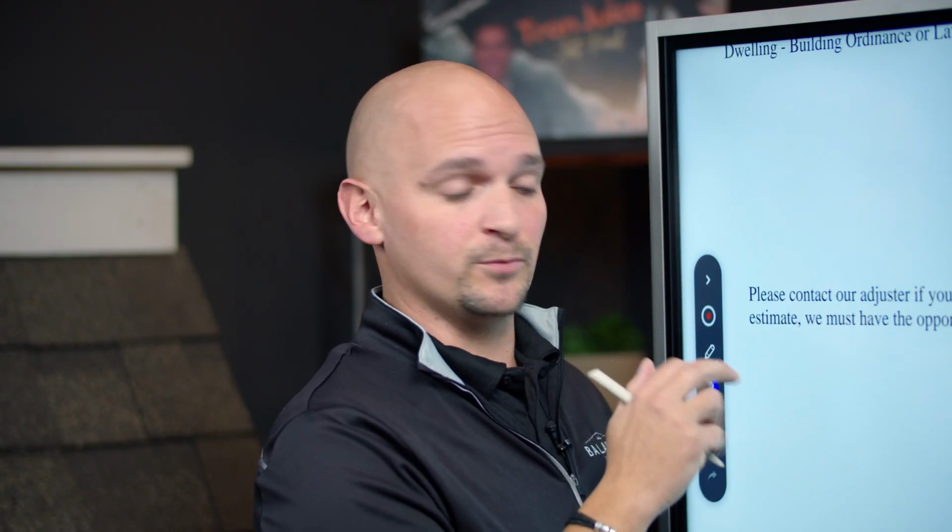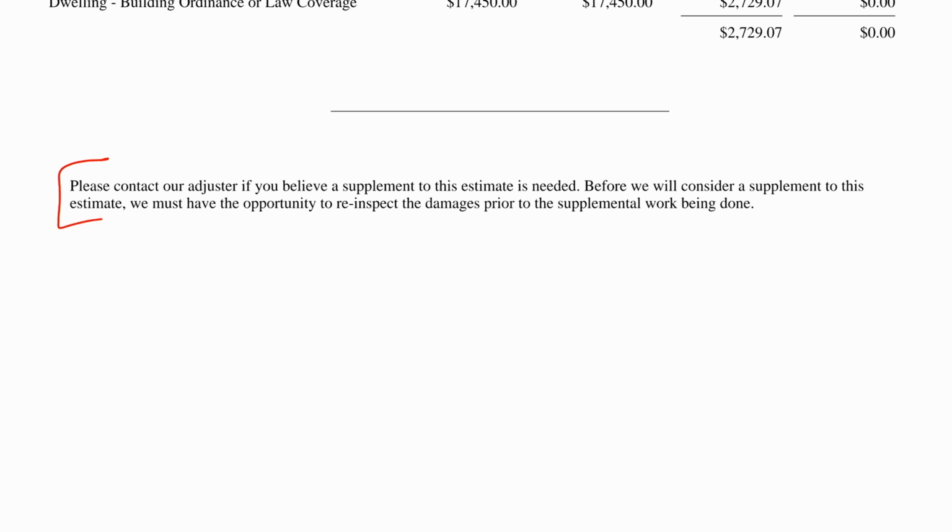At the bottom of these first two summary pages, what you'll also see is some fine print. This fine print can be very important. This is what talks about whether you're able to supplement the file or not. So if you believe a supplement's needed, before they'll consider it, you have to give them a chance to re-inspect to see if those damages are relevant with this file.